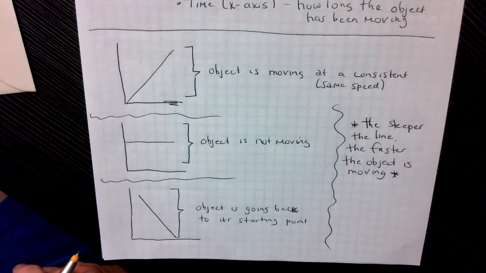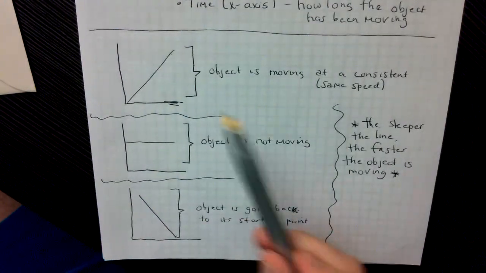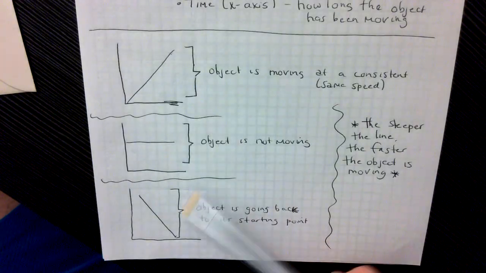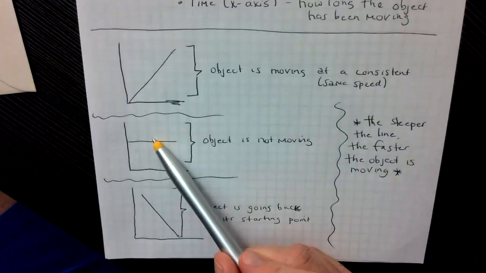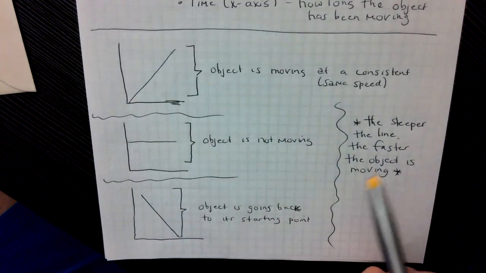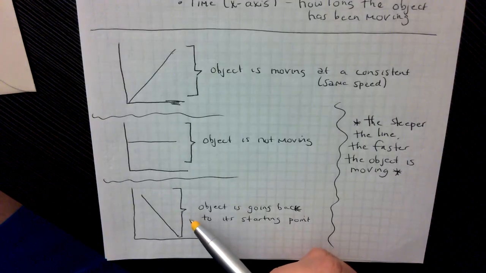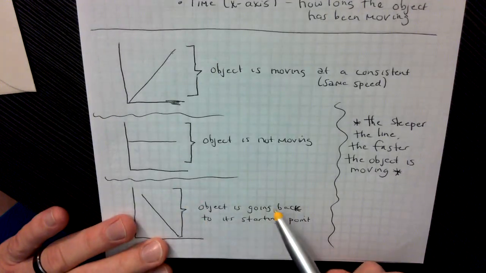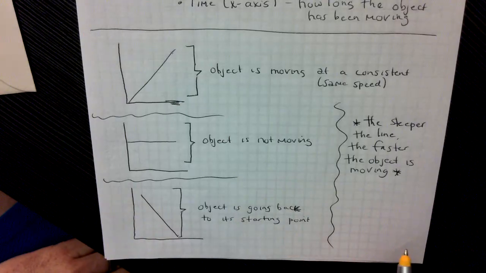Cool? On your test, it's going to show you things like this, and it's going to ask you to describe the object's motion. If it's like this, you're going to say it's moving at the same speed. If it looks like this, the object is not moving. If the graph looks like this, a distance versus time graph, the object is going back to its starting point.